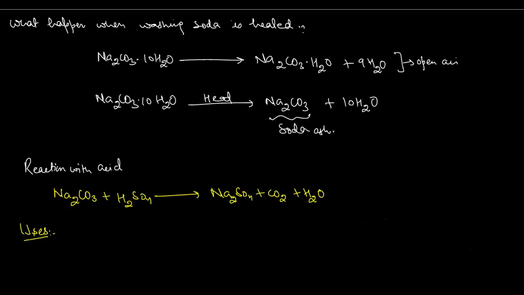What happens when washing soda is heated? जब हम लोग washing soda को heat करते हैं तो क्या होता है? Washing soda को अगर हम लोग heat करेंगे, then Na2CO3.10H2O, means this water of crystallization will be removed, and we will get again this anhydrous sodium carbonate, that is called the soda ash, or anhydrous sodium carbonate. Got it, beta?